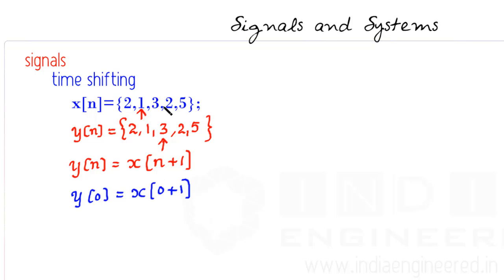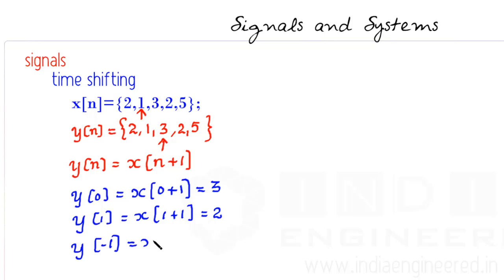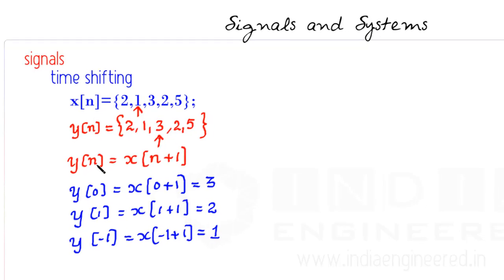That means x of 1, which is 3, and y of 1 will be x of 1 plus 1, which is x of 2. X of 2 is 2. Similarly, we may go the other way, that is y of minus 1 equal to x of minus 1 plus 1, which is x of 0, that is equal to 1. So we can calculate the values of y of n.